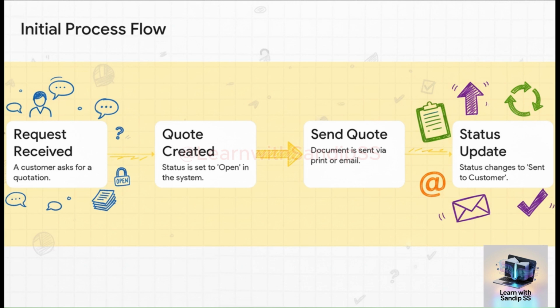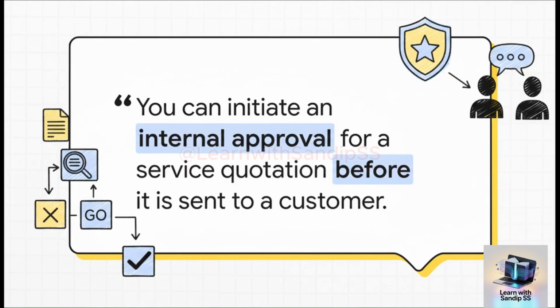No guesswork. And here's a really critical control feature you can build in. Before that quote ever sees the light of day with the customer, you can set it up to require an internal approval. This is an absolute lifesaver for quality control, especially on big-ticket or really complex offers. It just ensures another set of eyes signs off on it, which can prevent some really costly mistakes down the line.